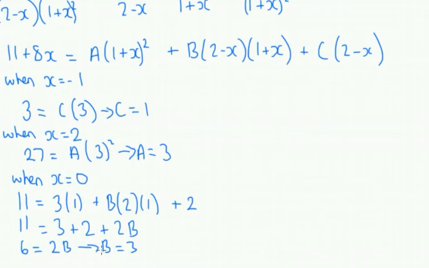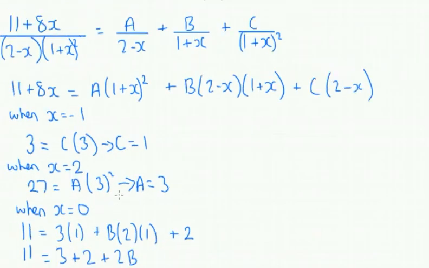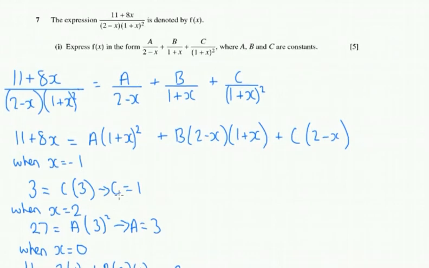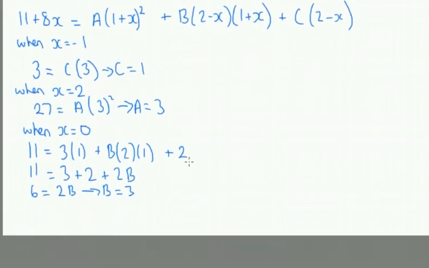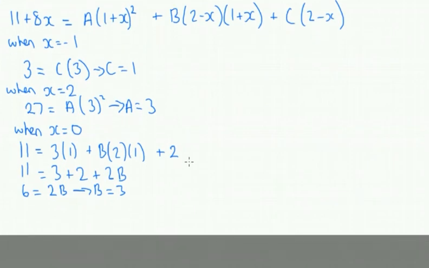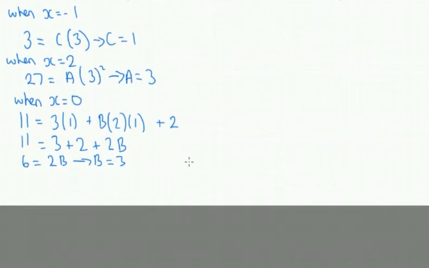So let's just go back up and check how they've asked us to answer the question. Have they asked us to write it in a particular form? Yes. They've said to write it in that form, not just to calculate what A, B and C are. So we are going to get 3 over 2 minus x plus 3 over 1 plus x plus 1 over 1 plus x all squared.